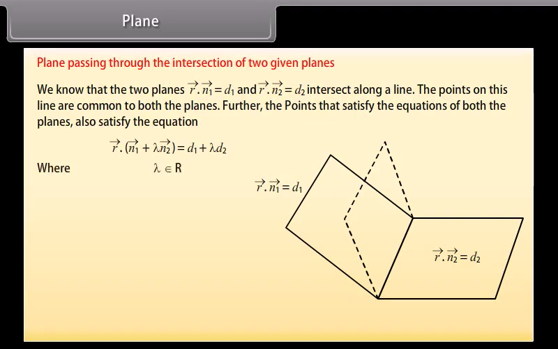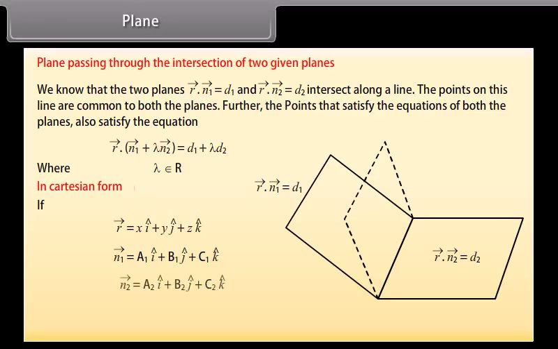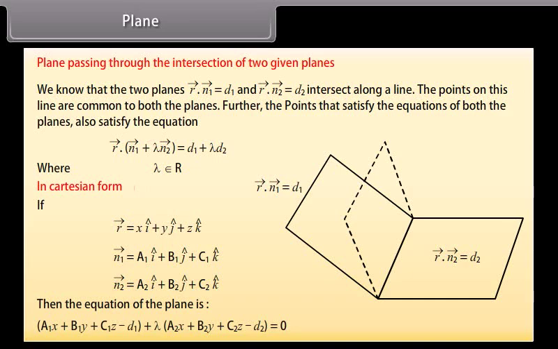In Cartesian form, if vector r equals x i cap plus y j cap plus z k cap, vector n1 equals a1 i cap plus b1 j cap plus c1 k cap, vector n2 equals a2 i cap plus b2 j cap plus c2 k cap, then the equation of the plane is a1x plus b1y plus c1z minus d1 plus lambda into a2x plus b2y plus c2z minus d2 equals 0.